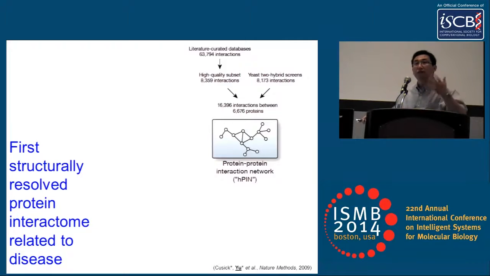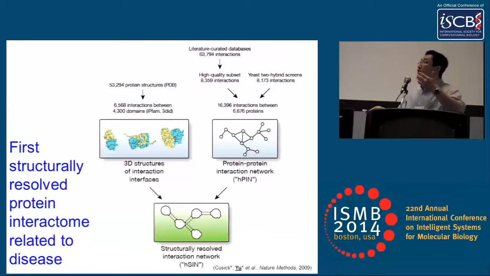So we use a series of filters to remove those, so we only have direct binding and high quality interactions. After that, we combine all of these interactions with all of the known co-crystal structures in the PDB. For those that have co-crystal structures, finding the binding interface is quite straightforward. It's not easy, but it's quite straightforward. Unfortunately, less than 10% of all of these known interactions have a corresponding co-crystal structure.